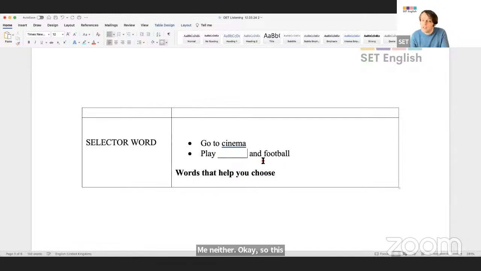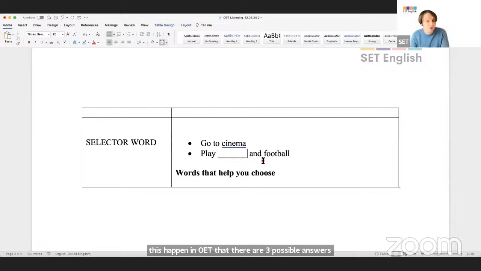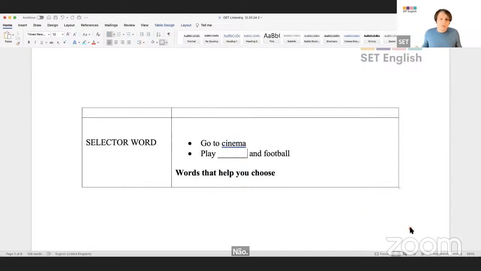Will this happen in OET, that there are 3 possible answers? No. Sometimes 2, not usually 3. Sometimes there are 2 possible answers. How do we get the answer when there are 2? What do we write down? Select a word. Write down both of them. You're looking for words like it might say, on Wednesday, right?